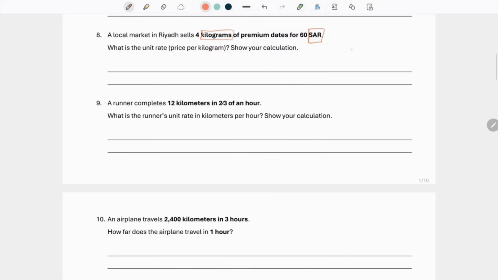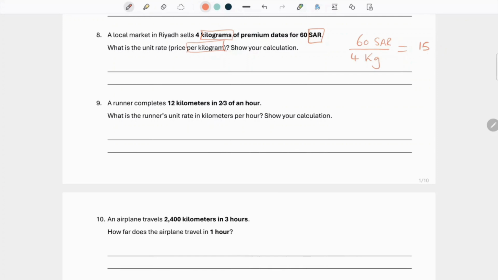So let's draw a fraction bar. What do we want one of? We want to find out the price of 1 kilogram, per kilogram. So I'm going to put kilograms at the bottom, kg for short, and I'm going to put 60 Saudi riyals at the top. So all we have to do is divide 60 by 4 and we get 15. You can still write it as a fraction if you want, or you could just say 15 Saudi riyals.